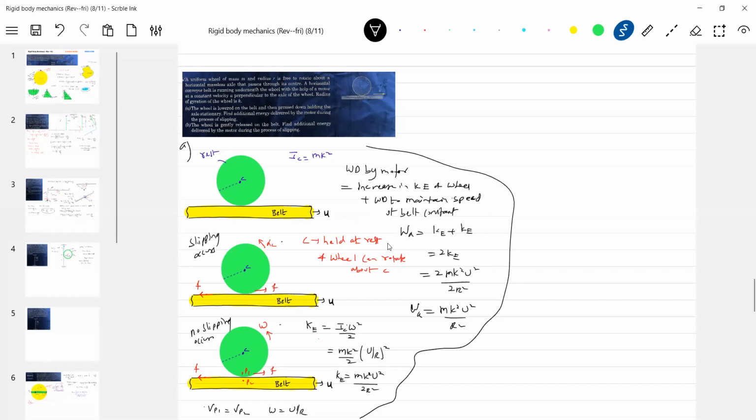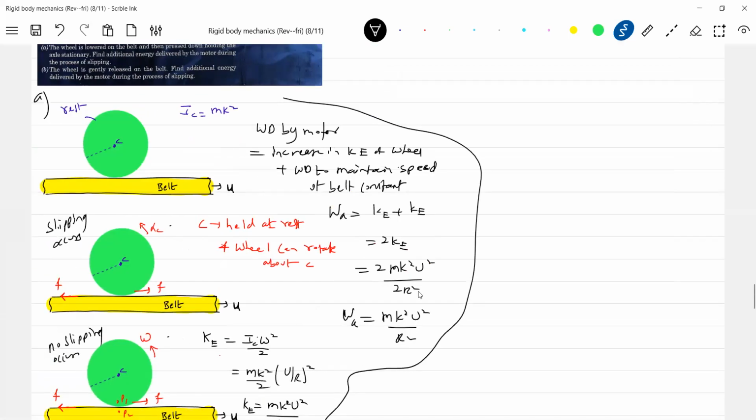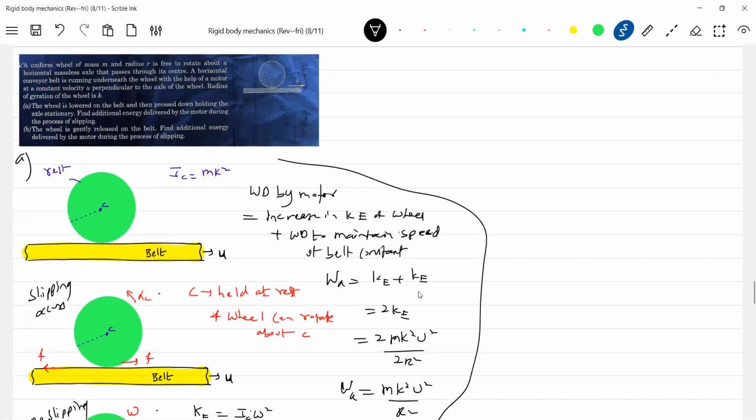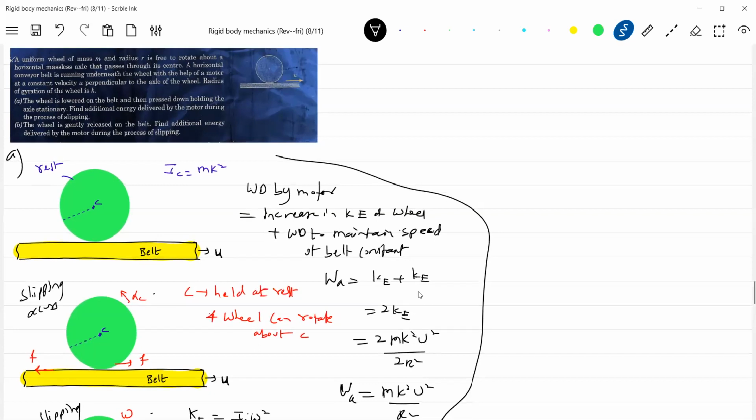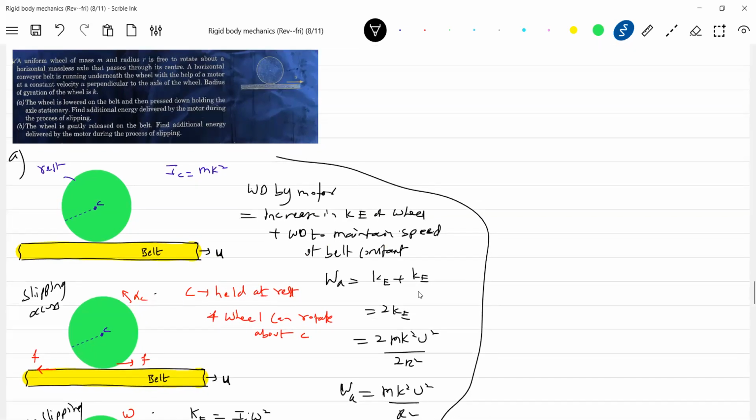Let's come to the second part of the problem. What the second part of the problem says is that the wheel is gently placed on the belt.